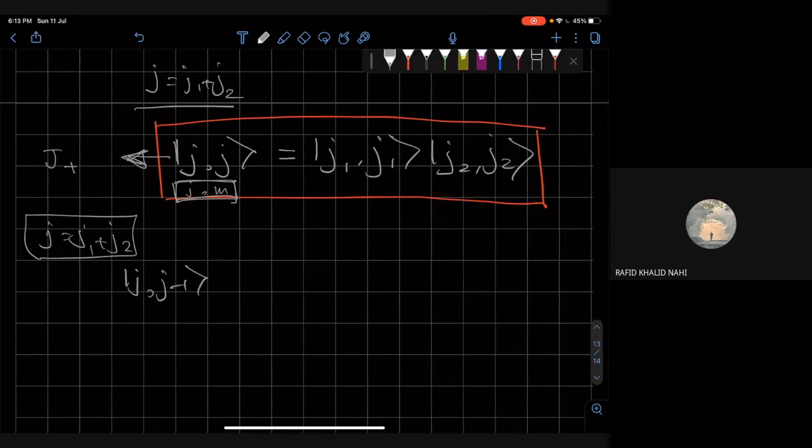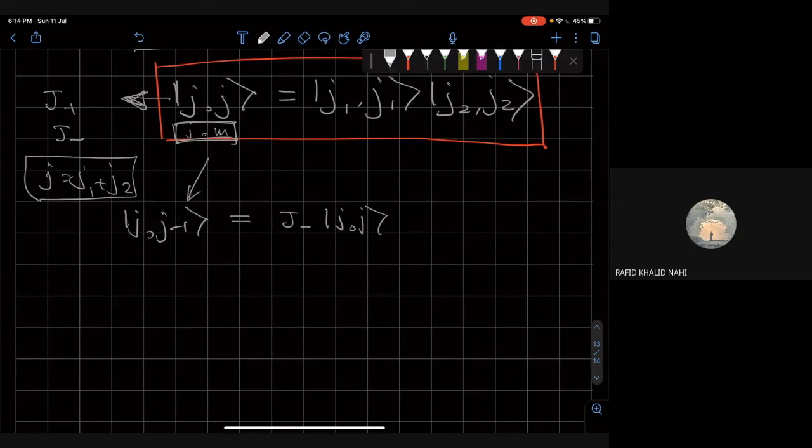But if I apply to it a j minus operator, what will happen? The m eigenvalue would be reduced by 1. So it'll come to this state. So we can find out this state by just applying our j minus operator on this state. As easy as that. Okay, so let's do that.